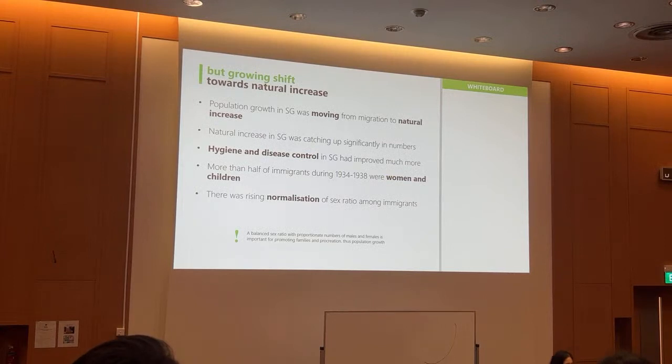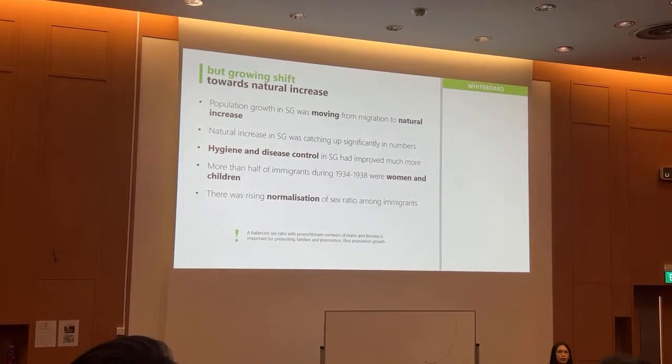Why do you start to have more babies? Multiple vectors. Now you have better hygiene and disease control, so you have lower death rates. People, including babies, can live longer. And then on the other hand, the sex ratio became more normalized, more proportionate, due to a higher inflow of women to Singapore. And when you have a balanced sex ratio, more families can form, and hence more babies can be born.